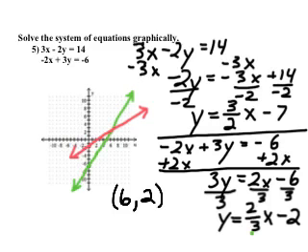And now we take that 6 and that 2, just to make sure, and we'll stick it back in the original equations. So 3x, we start with this one up here. 3 times 6 is 18, minus 2 times 2, which is 4. 18 minus 4 is 14. So it works in that one.